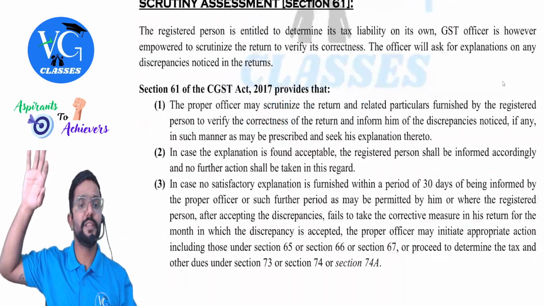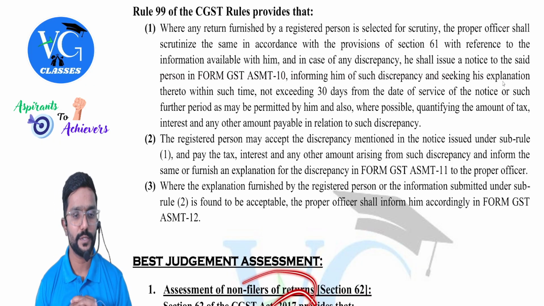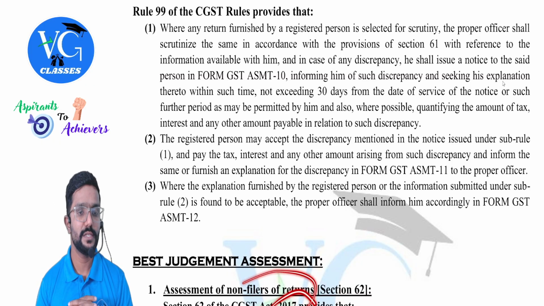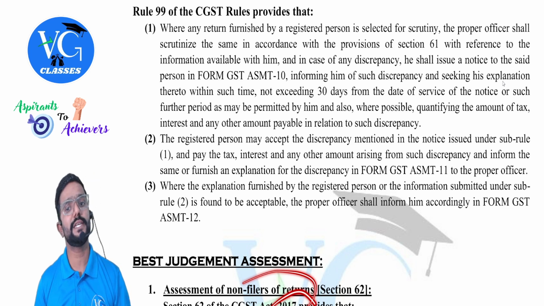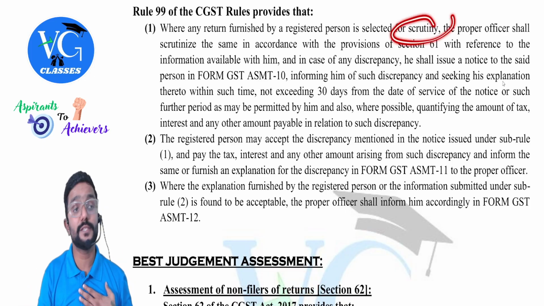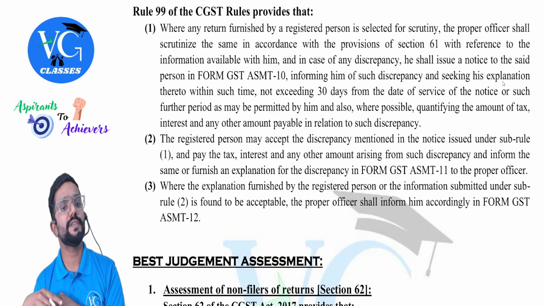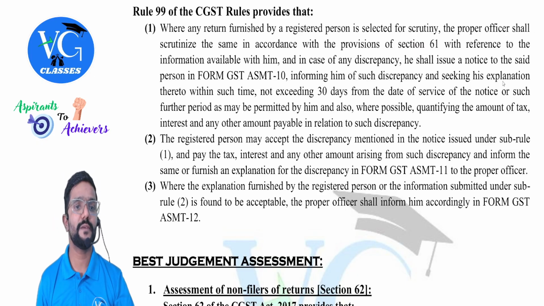Now, it has to be read with rules. Rule 99. What is Rule 99 talking about? Rule 99 of CGST rules provides that sub-rule 1, where any return furnished by a registered person is selected for scrutiny, the proper officer has selected my returns for cross-checking, scrutiny purpose. The proper officer shall scrutinize the same in accordance with the provisions of section 61 with reference to the information available with him.